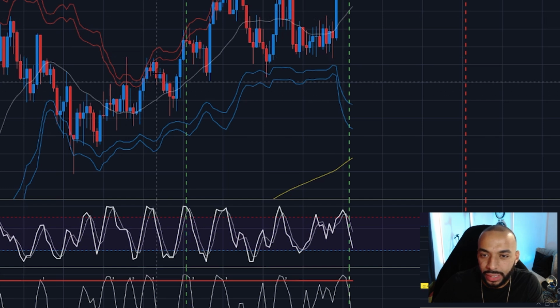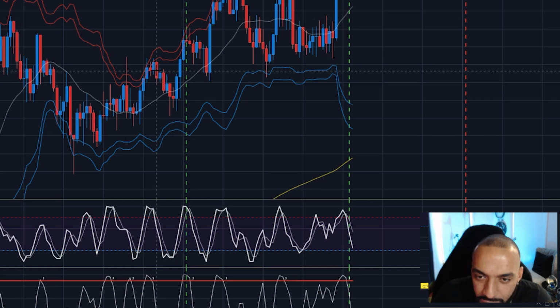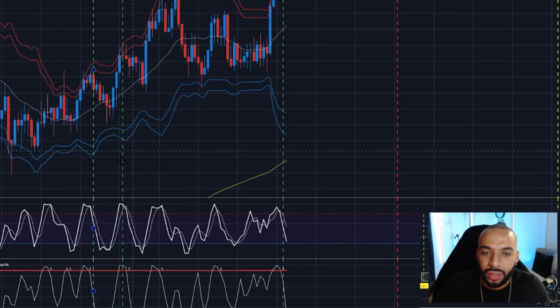This would have been a, let's see, cross, enter on the new one, drops down. So it crossed here. Okay, so crossed here, entered on the new candlestick, drops down. So that would have been a win. All right, that was a quick one.